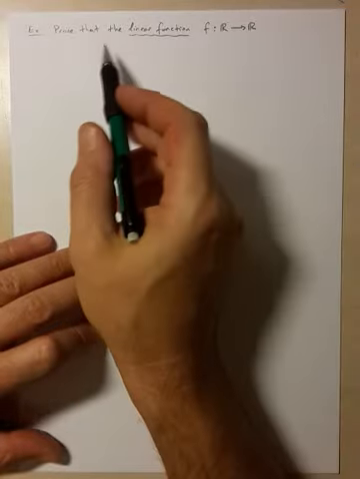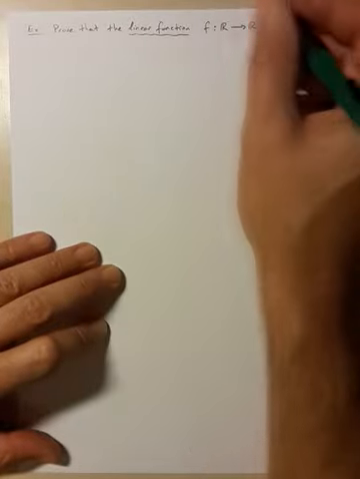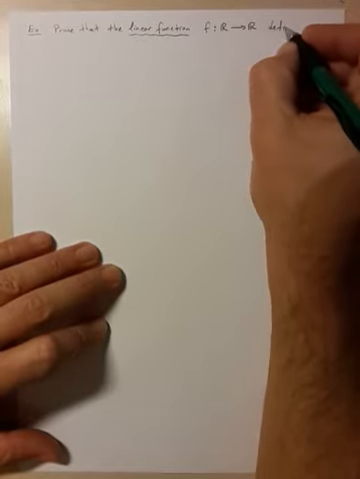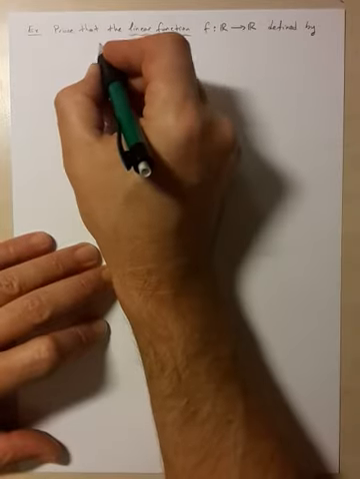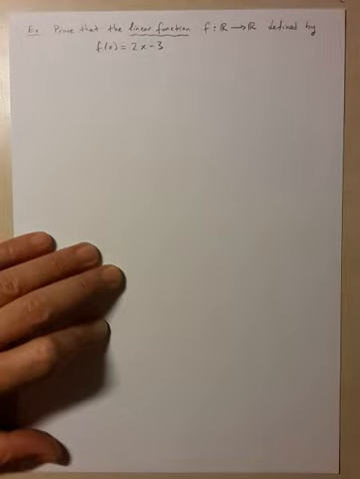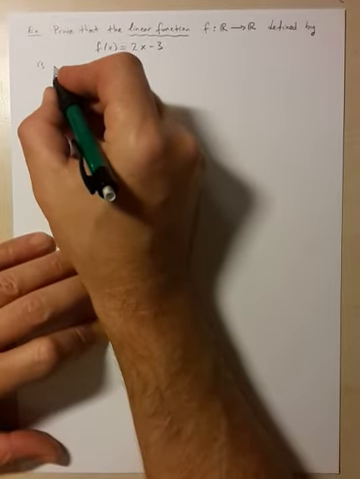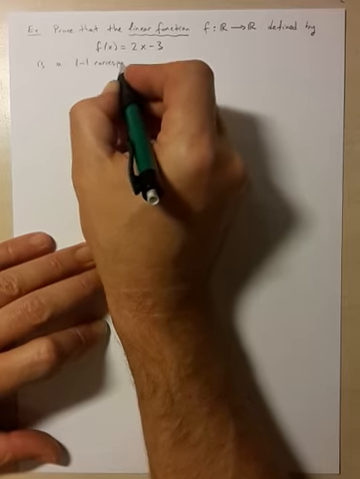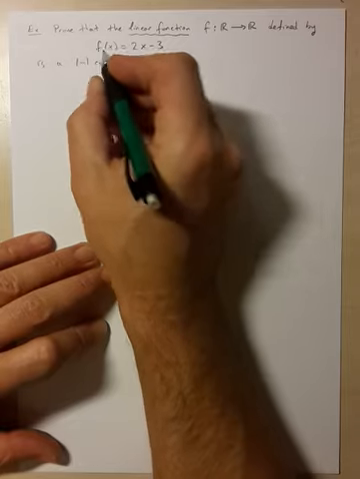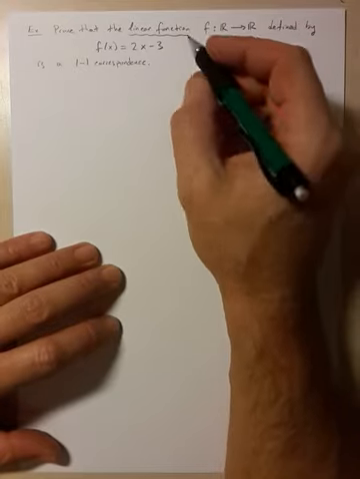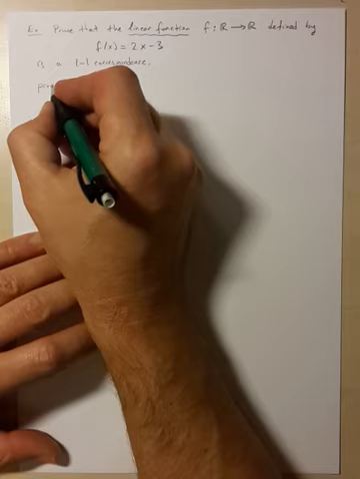In other words, for instance, let me give the function. Our function here is defined by f of x equals 2x minus 3, right? Prove that this function is a one-to-one correspondence. So that means we need to show f is one-to-one and onto, right? Okay, so let's prove this.